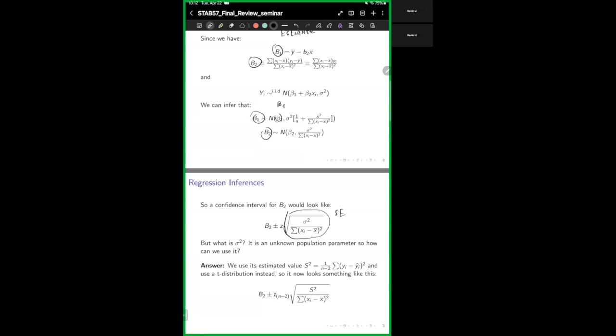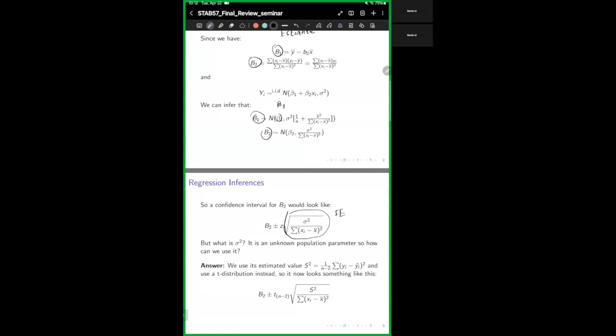We can use this idea that it is distributed normal and just apply it here. Since the expected value of B2 is beta 2, we can just take B2 plus or minus the z score of this standard error over here.